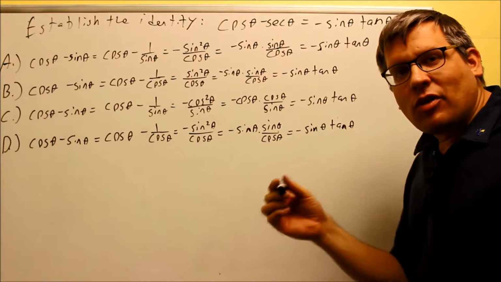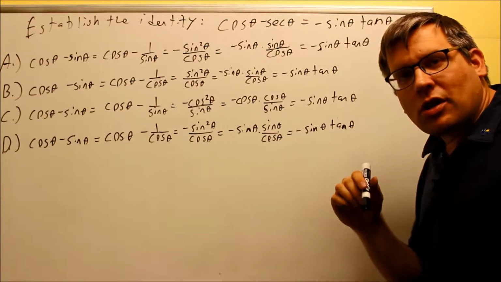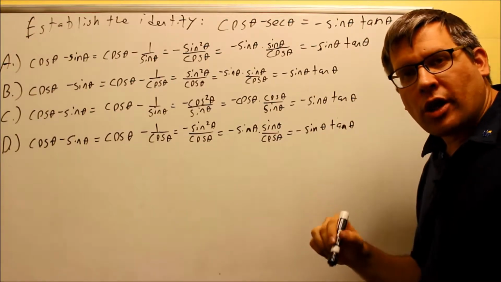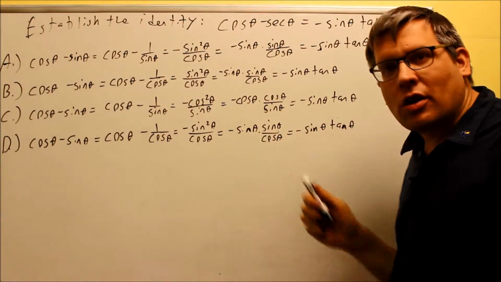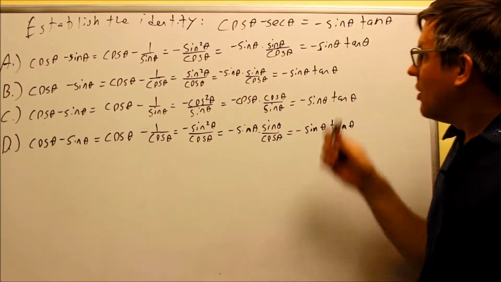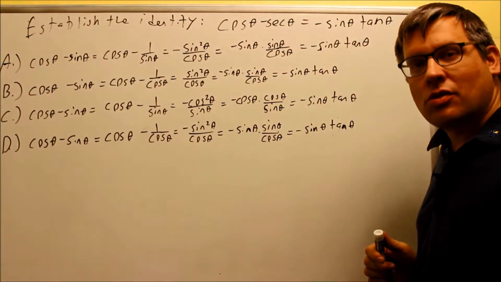So if you have one of those online homework rating systems, unfortunately we're limited on the technology. We can't really show all the work out. So these kinds of problems on that kind of system are usually displayed like this as a multiple choice. Here's the original problem: cosine minus secant is equal to negative sine theta tangent theta.